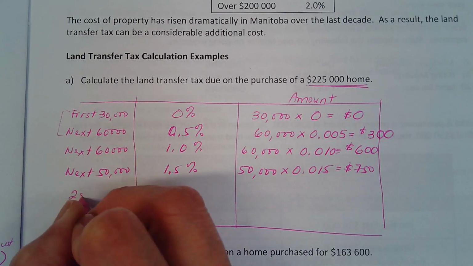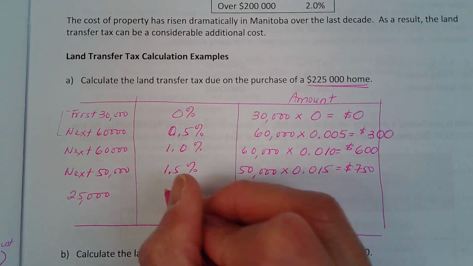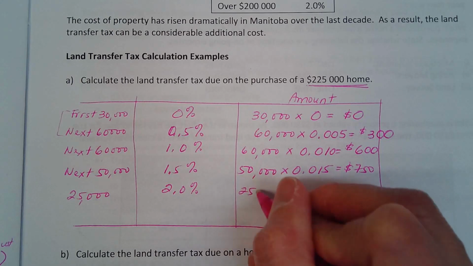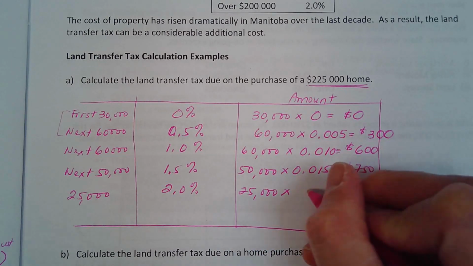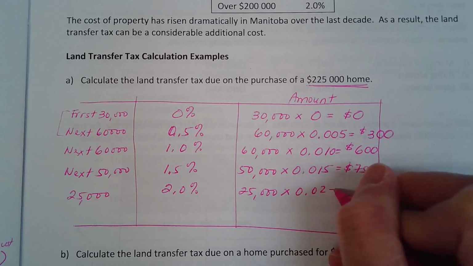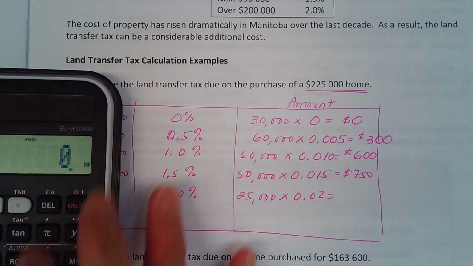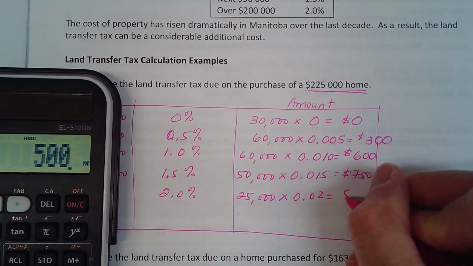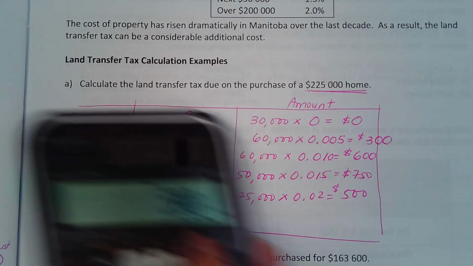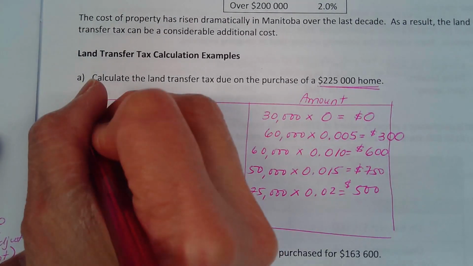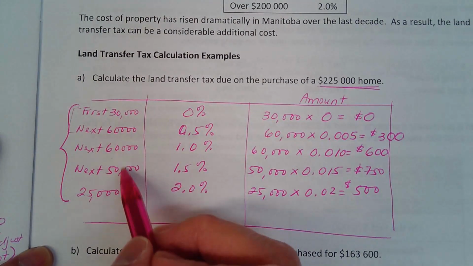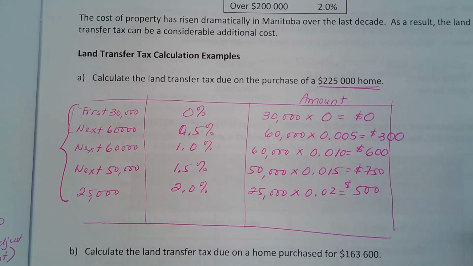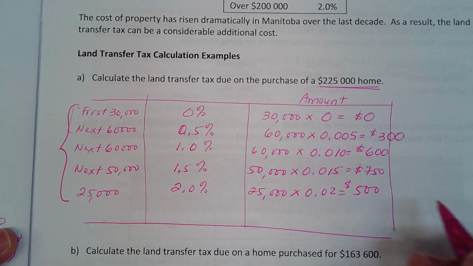25,000. So for 25,000, it's going to be 2%. So it's going to be 25,000 times 2%, so 0.02. It's 500. Okay, so all of these have to add up to 225,000.